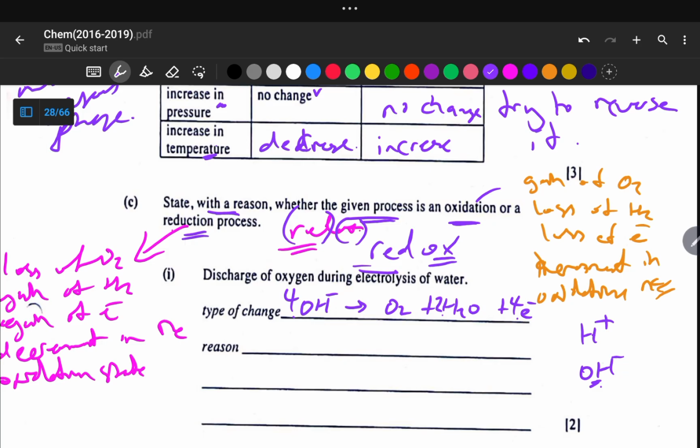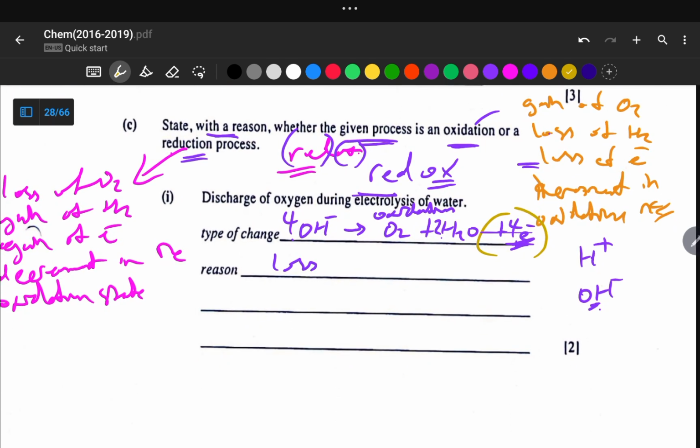So this one, it is the type of reaction. It is an oxidation reaction. Why? Because we have lost electrons, right? Loss of electrons. These are the electrons here, right? Loss of electrons. And so you must know these equations.